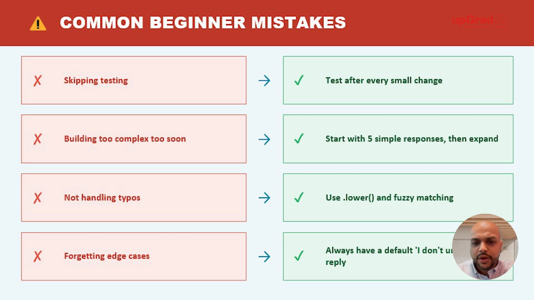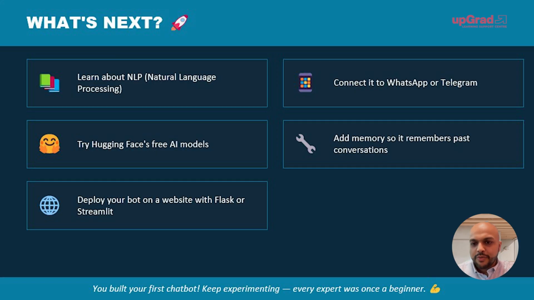So what is next? Once you have built your first bot, learn NLP. Natural language processing helps your bot understand meaning, not just keywords. Try Hugging Face, free pre-trained models you can plug in with just a few lines of code. Deploy it: put your chatbot on a real website using Streamlit or Flask. My next video covers exactly this. Connect to messaging apps: hook it up to WhatsApp, Telegram or Slack. Add memory: make your bot remember what was said earlier in the conversation.